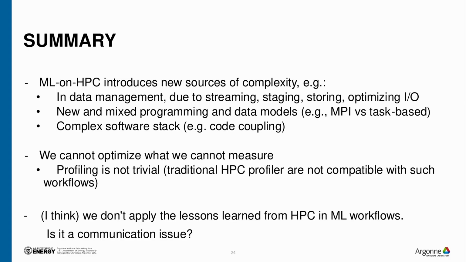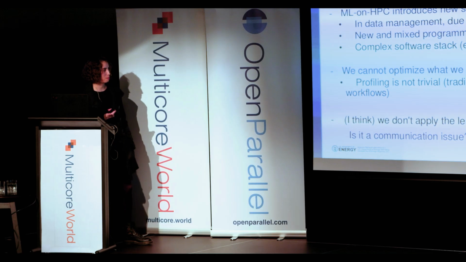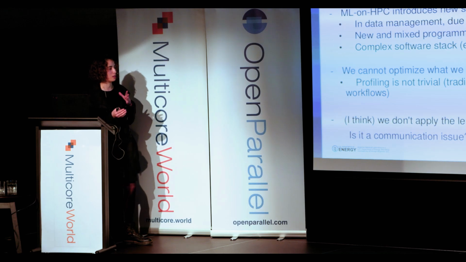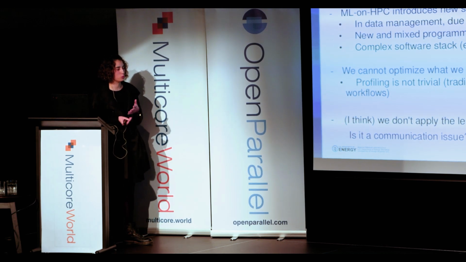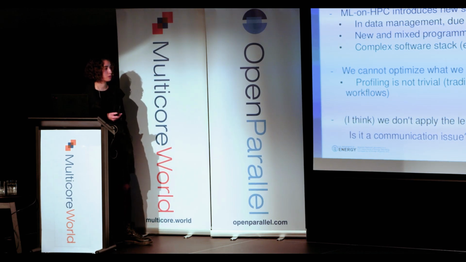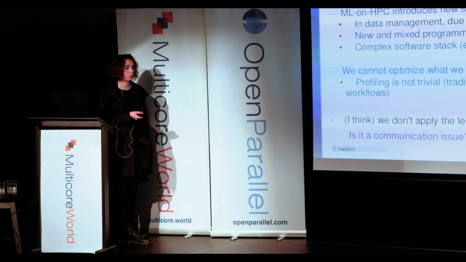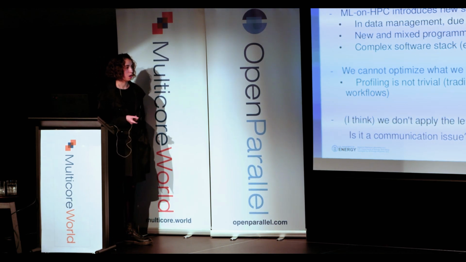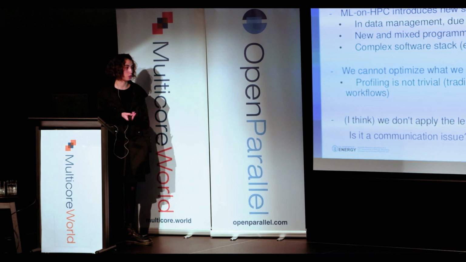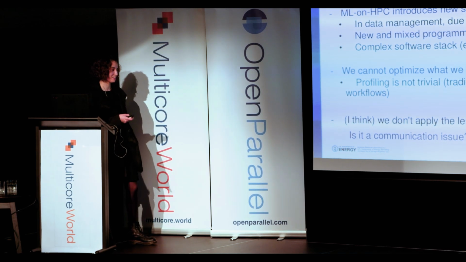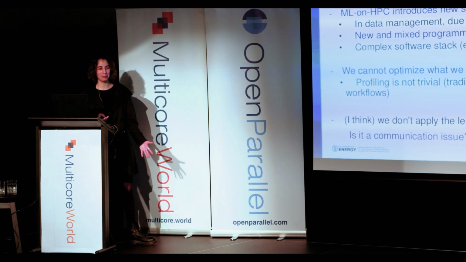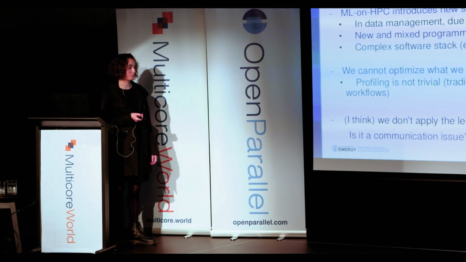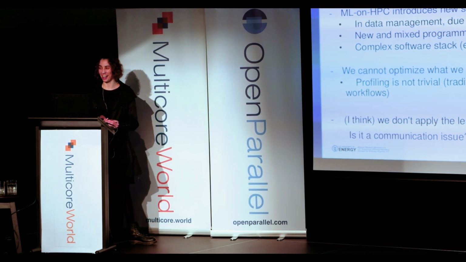So in this talk, I kept complaining about a lot of challenges mainly. I talked about how ML on HPC introduces a lot of complexities and challenges, either in data management or the fact that we deal with different programming and data models and a lot of software stack that we have to deal with to couple these codes. Another point was the fact that we cannot optimize what we cannot measure, and for such types of workflows, profiling is not trivial. It's not easy to do. So I gave the example of Darshan as a very well-known IO profiler tool that cannot work for such workflows. And finally, I think we don't apply the lessons learned from HPC and ML workflows yet. So is it a communication issue or something? I don't really get it.